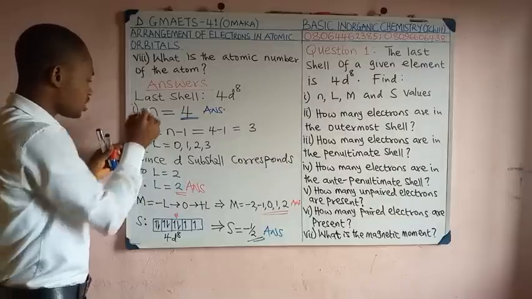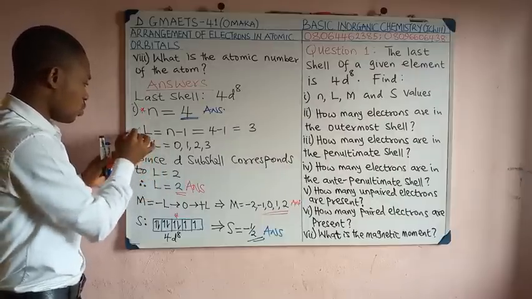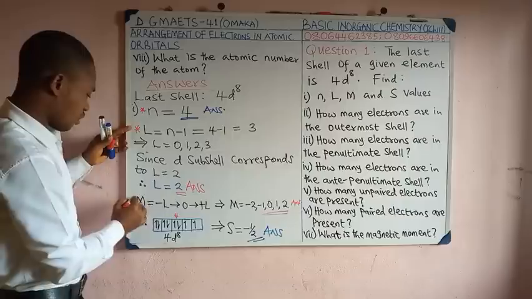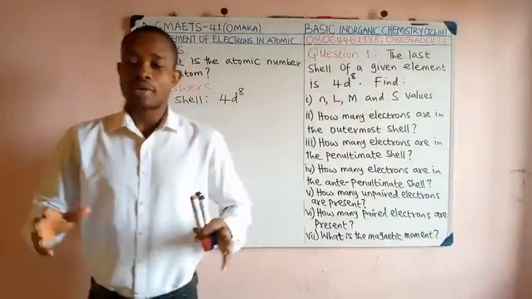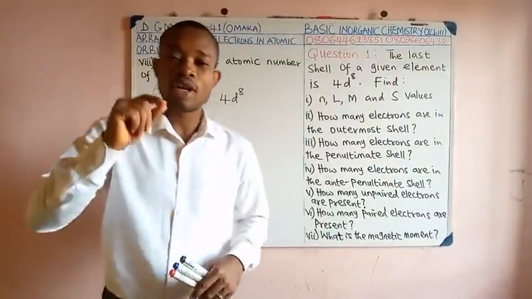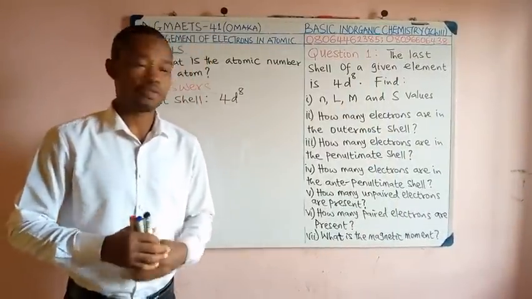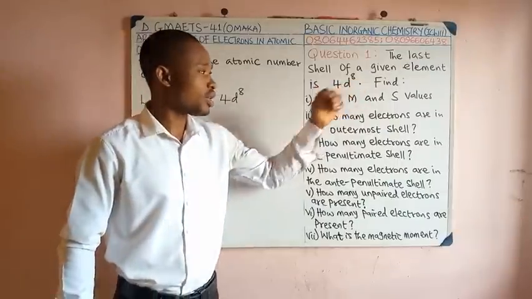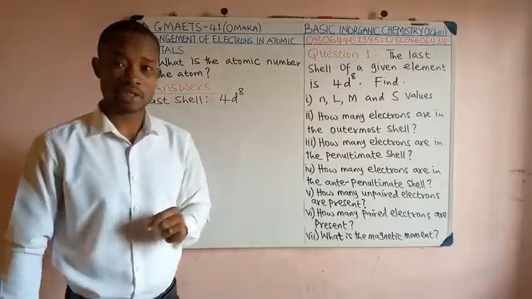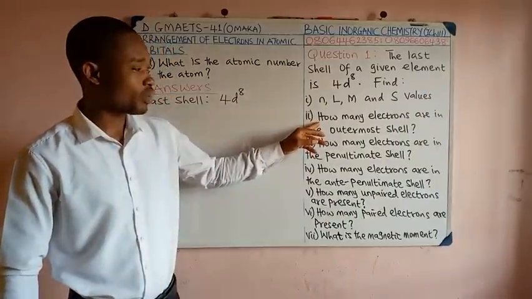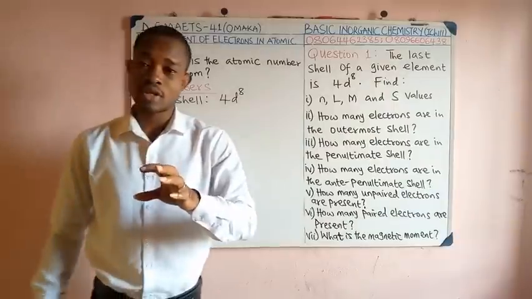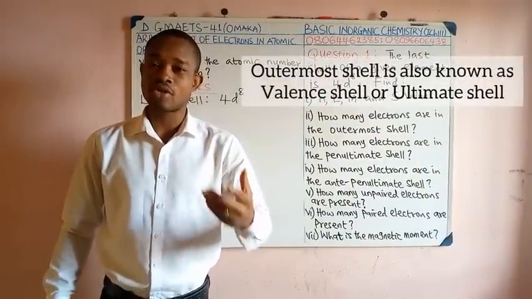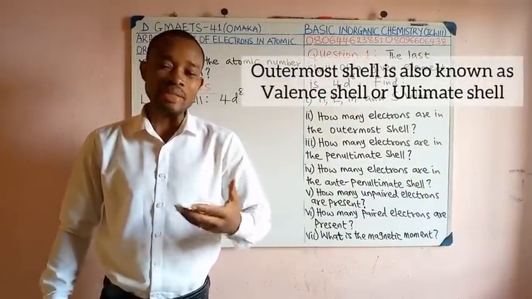The quantum numbers, let me mark them so that you take note of where we actually started calculating the values of the quantum numbers from. Alright, that's good. Now let us look at the number of electrons in the outermost shell of these elements. This last shell is giving us 4d8. Okay, so that's the second part of the question. For us to deal with the number of electrons in the outermost shell, take note, the outermost shell is also known as the valence shell or the ultimate shell.